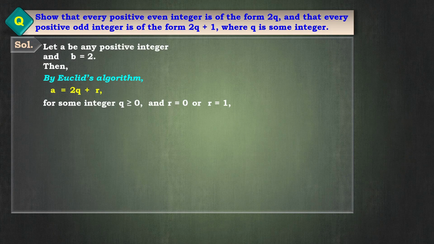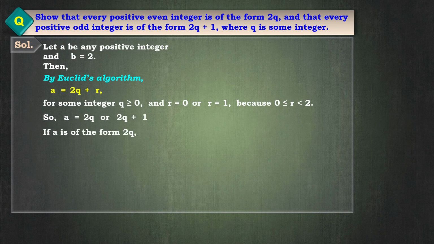So a equals 2q plus r for some integer q greater than or equal to 0, and r can be 0 or r can be 1, because 0 is less than or equal to r less than 2. So a equals 2q plus 0, that is 2q, or 2q plus 1. If a is in the form of 2q, then a is an even integer, right? Because 2 is even, whenever we multiply any number with an even number, that will always give you an even number.